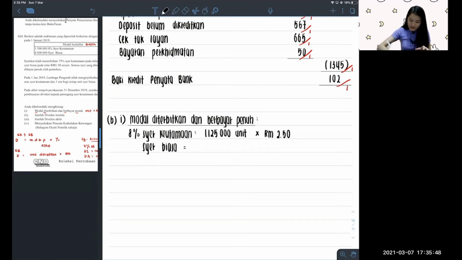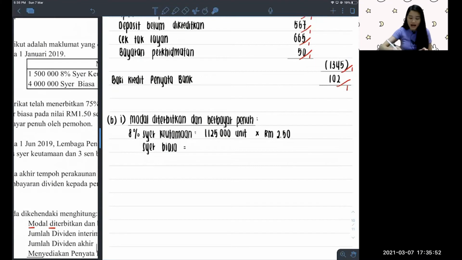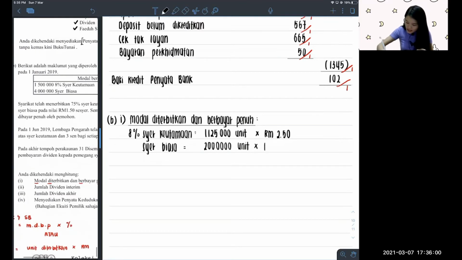Okay, for share biasa, come. Share biasa is 50% watt. So our unit is 4 million. Half of it is 2 million unit. 2 million unit multiplied with the harga is RM 1 ringgit 50 cent.